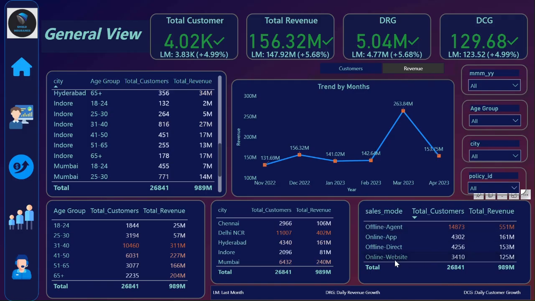If you see the online website, most of the customers do not interact with the website. That's why it's low. The third one is the sales view.